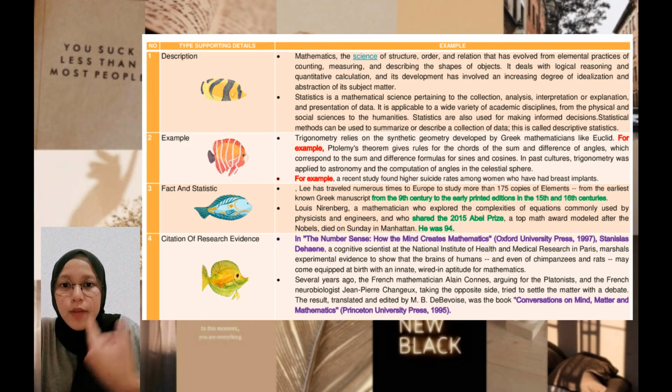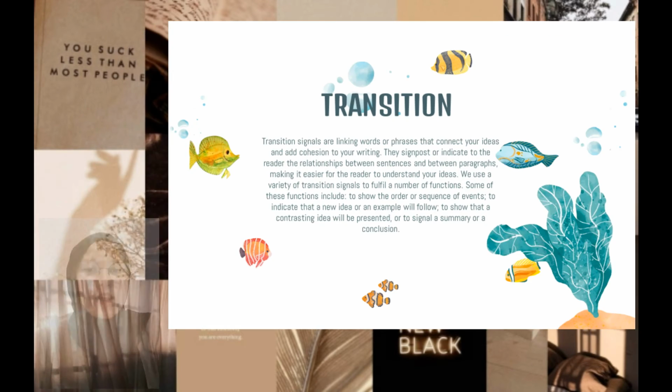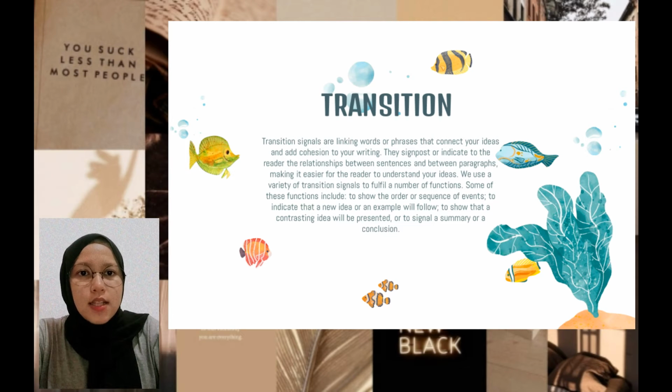The next topic is transition. Transition signals are linking words or phrases that connect your ideas and add cohesion to your writing. They signpost or indicate to the reader the relationship between sentences and between paragraphs, making it easier for the reader to understand your ideas.